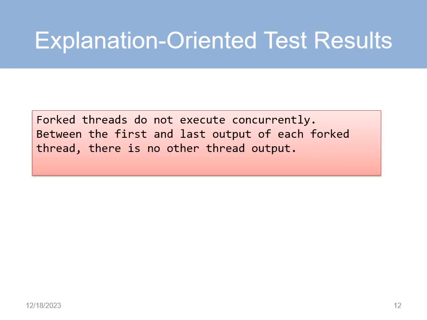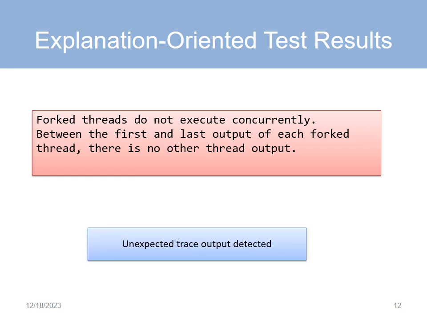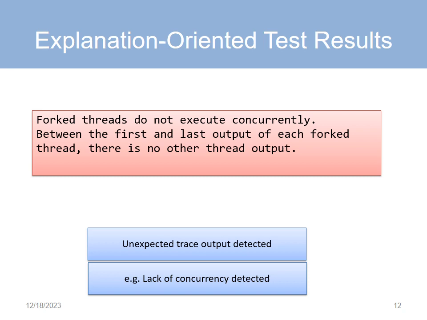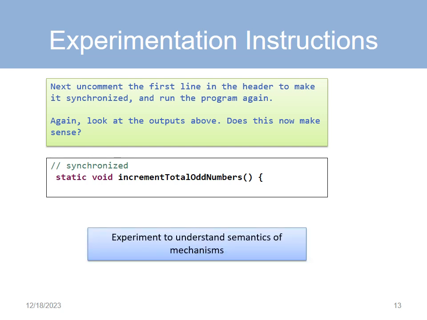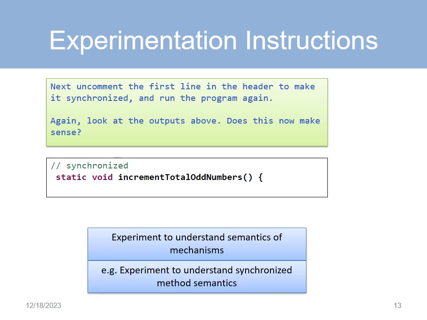Okay? Test results. So typically test results just test your final output. Here the test results also look at the traces to see whether you're on the right track. So for instance, it can say that, look, there's no concurrency here. And experimental instructions, basically experiment to understand the semantics of mechanisms. So for instance, you can comment in and comment out the synchronized keyword to see what happens.